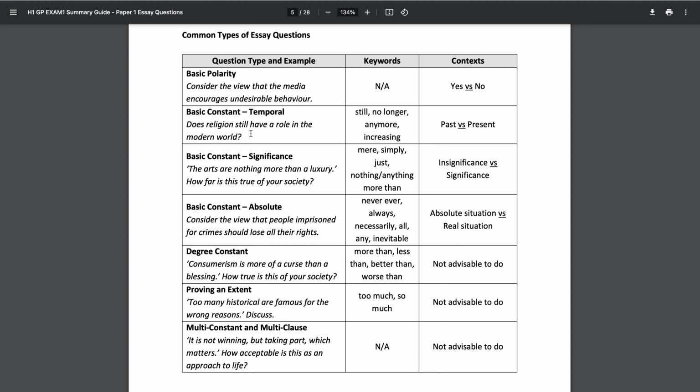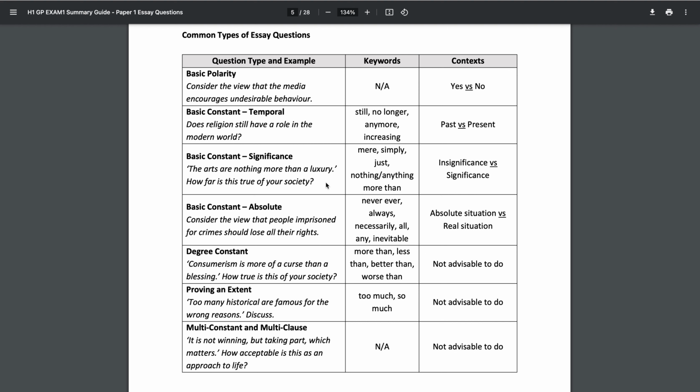Now, the first basic constant that you have is a temporal one, which means time-based. Does religion still have a role in the modern world? The keyword here is "still", and basic constant temporal questions always have things related to time: still, no longer, anymore, increasing, decreasing. All these things are related to time-based consideration, which means that your context should be along the lines of past versus present. C1 is your past, C2 is your present.